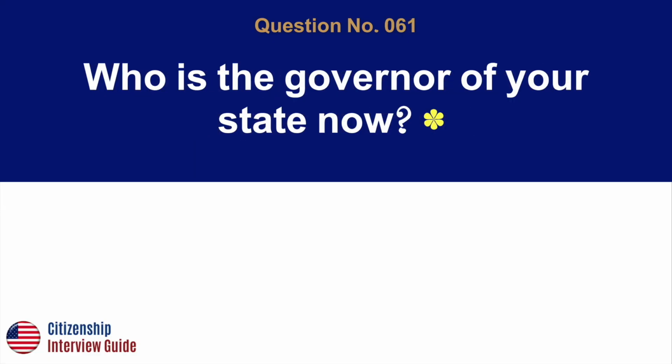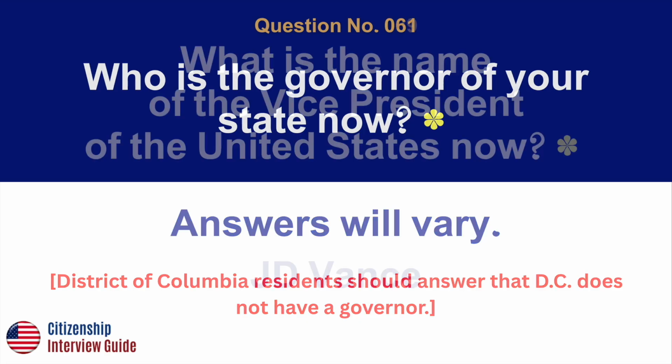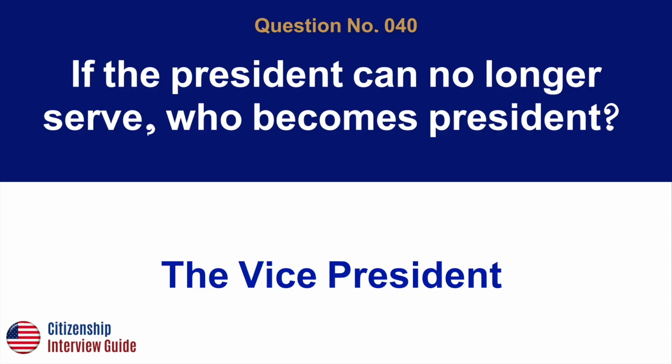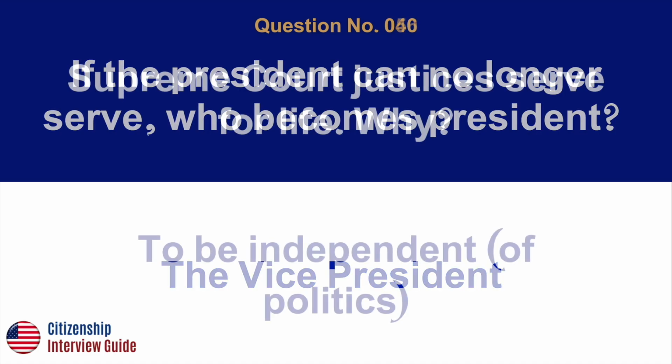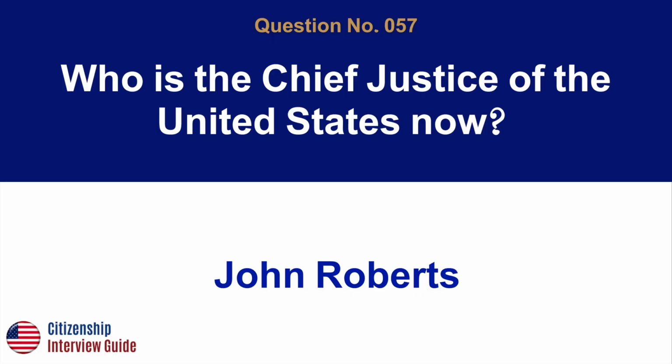Who is the governor of your state now? This answer will vary. If the president can no longer serve, who becomes president? The vice president. Who is the Chief Justice of the United States now? John Roberts.